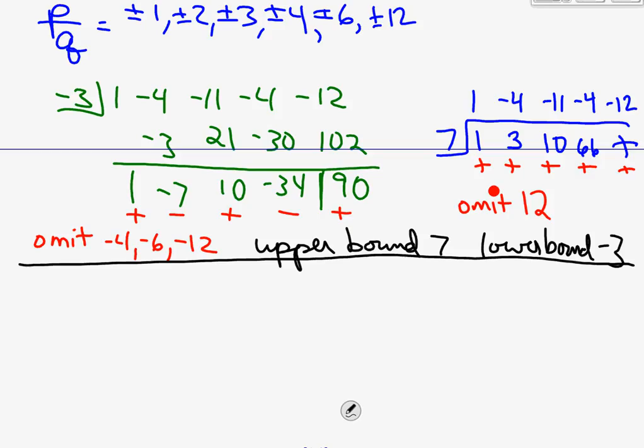Now, you have the luxury of using a graphing calculator to kind of figure that out. As you get further along in mathematics, you're not going to have that graphing ability.